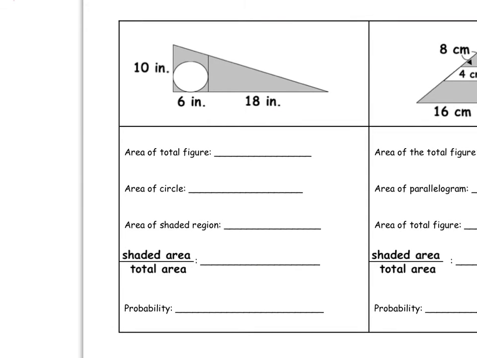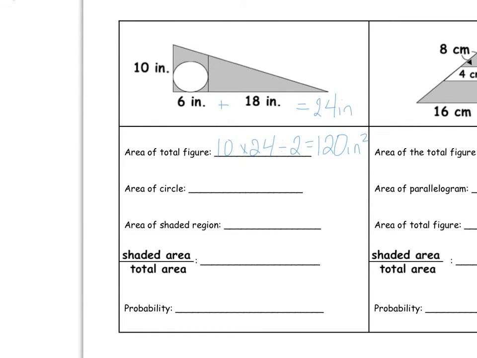So in this case, we have a triangle, and then there's a circle that's been cut out like a hole. To do area of the total figure, we have to do the area of the triangle, which if you notice across the bottom, they told you that to the left is 6 inches and to the right is 18 inches, meaning the total length of the bottom is 24 inches. So this means to do area of the triangle, we're going to multiply 10 times 24 divided by 2, or times a half, giving us 120 inches squared.